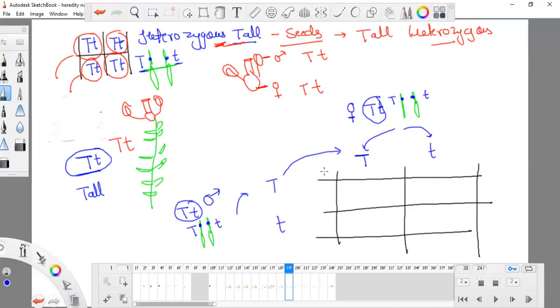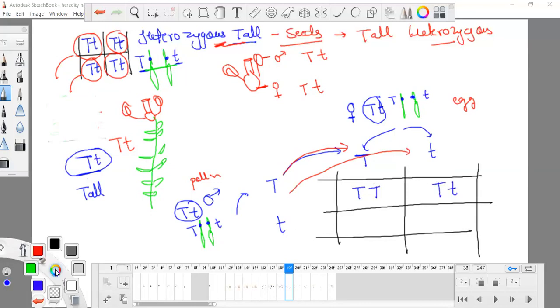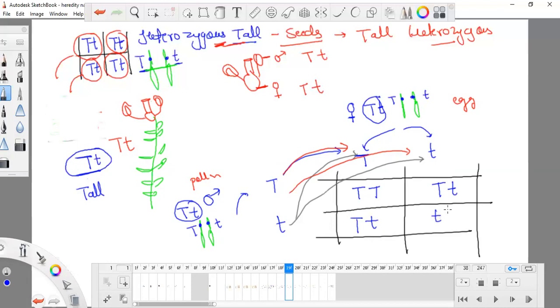So I'm crossing this T with this T. This is the father, so pollen will fuse with egg. And again I'm going to cross with these two. So it will be TT, TT. Same thing I'm going to do with this. This T with this T and this T with this T. Why is one pollen fusing with one egg? It will be TT and it will be TT.